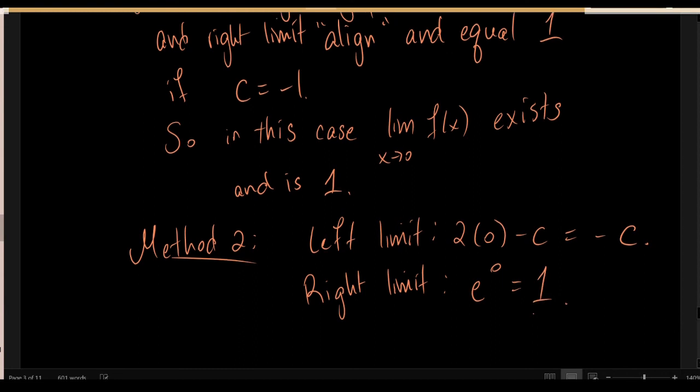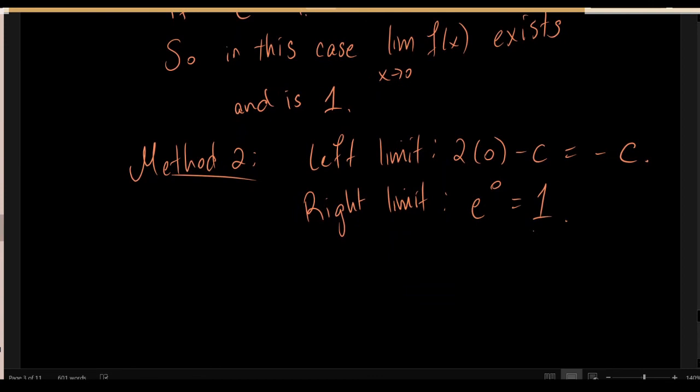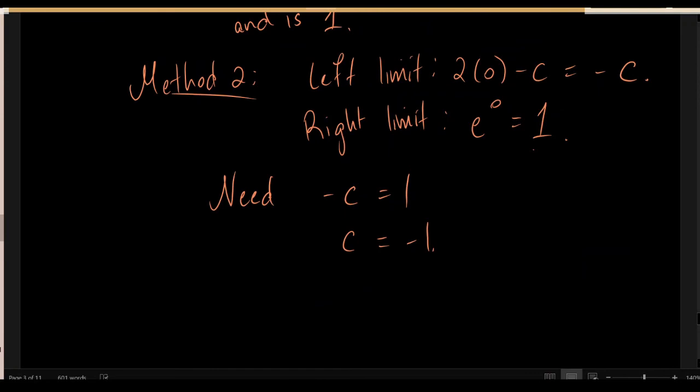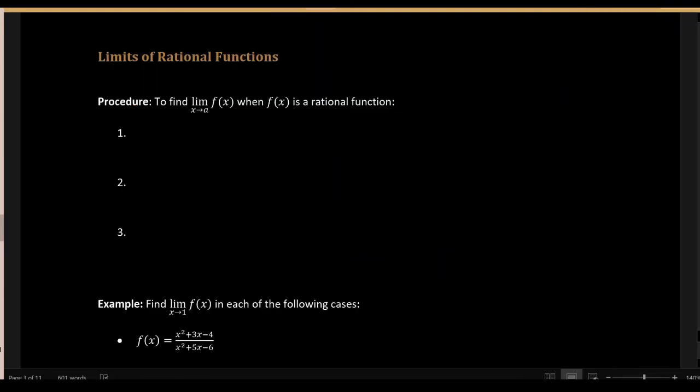Now our goal is to make these two limits match up, because the two limits have to be the same in order for the two-sided limit to exist. So if we solve that for c, we can conclude that c would have to be negative 1. So we get the same conclusion from this second method, the non-graphical method, that we got from method number 1. I do think method number 2 is slightly faster, but method number 1 is a little bit more conceptual, which can be nice.